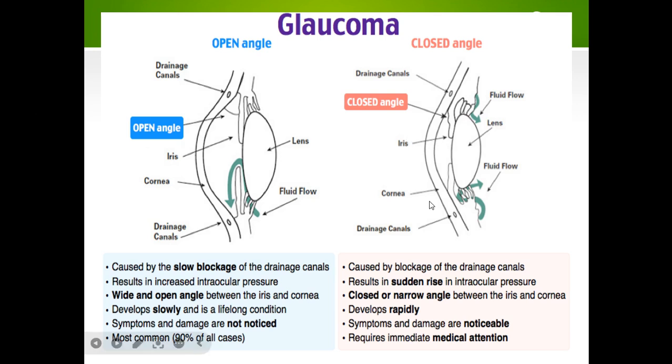What about closed angle glaucoma? It is caused by blockage of the drainage canals. It results in a sudden rise in intraocular pressure. There can be a closed or narrow angle between the iris and cornea. It develops rapidly, and symptoms and damage are noticeable. It requires immediate medical attention.